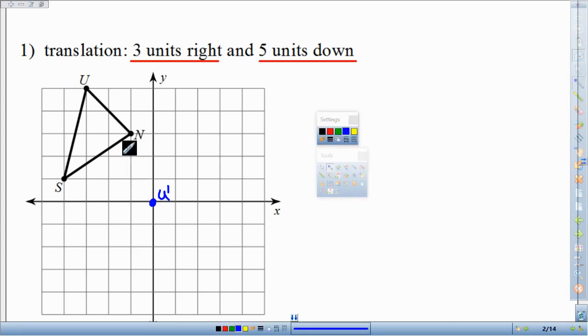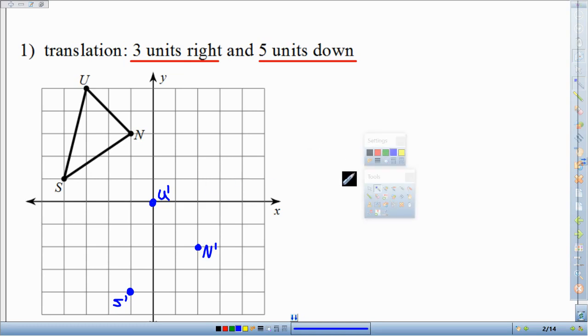Let's go ahead and do that with N here. Again, we're going to go 3 units to the right and 5 units down. 1, 2, 3, 4, 5. And there is our new N point. So we're going to put N and then the little prime symbol next to it. And then same thing with S. We're going to go 3 units to the right and 5 units down and get our new S point, S prime. After we translate our points, go ahead and connect the dots.